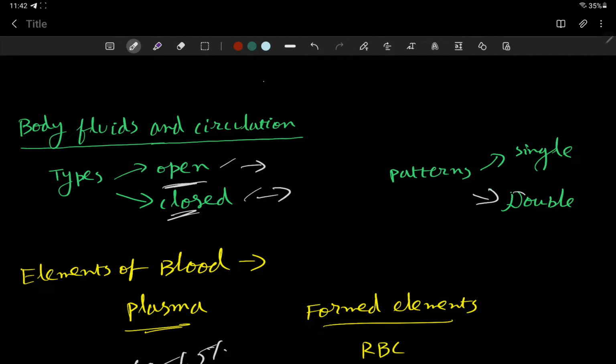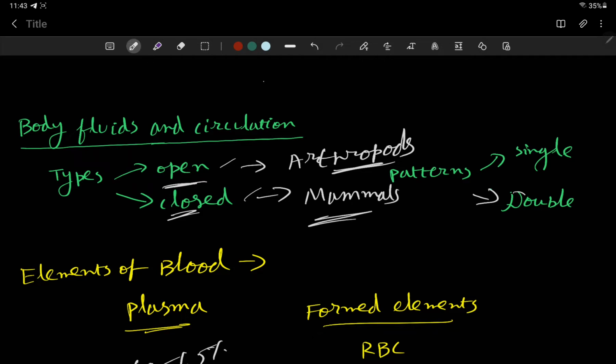For each kind, here are examples. In open circulation you can give the example of arthropods, porifera or cnidaria. In closed circulation you can give the example of mammals, because they have a heart.